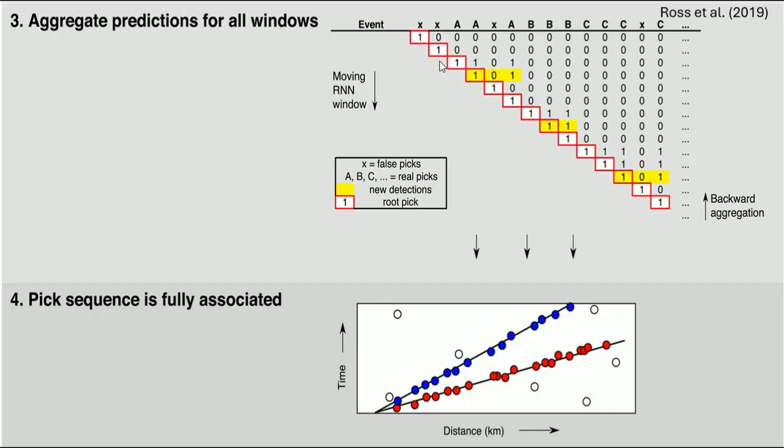The remaining values in the row are answers to a question that the recurrent neural network resolves automatically. Does this later pick belong to the same earthquake as the root pick? If the answer is no, a value of 0 is assigned.